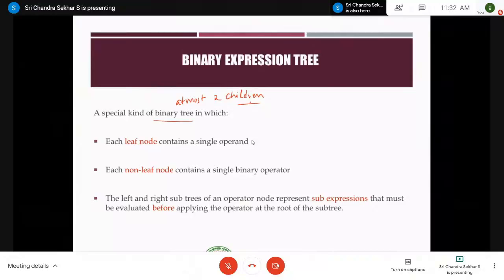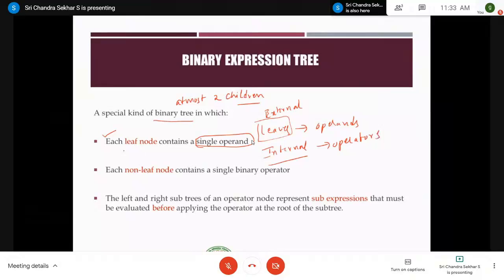And coming to the next important point, each leaf node represents a single operand. So leaves are nothing but operands. It is clear. Leaves are operands. And the internal nodes, these are external nodes, right? We have discussed this terminology. That's why I told you that the terminology is very important. And internal nodes are nothing but operators. These are the two important points. Leaves are operands and the non-leaf nodes such as internal nodes are binary operators, right?